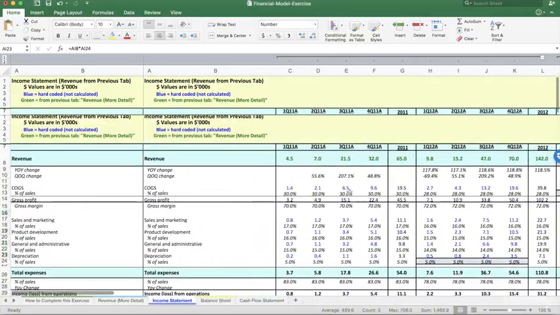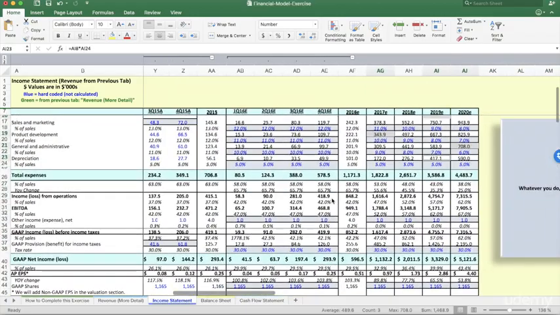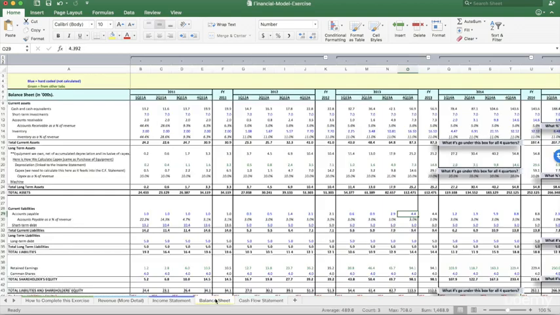That's it. I think we covered everything here, did we? Yeah, we're good. All right, moving on. And remember, don't touch this one. All right, moving on to the balance sheet.